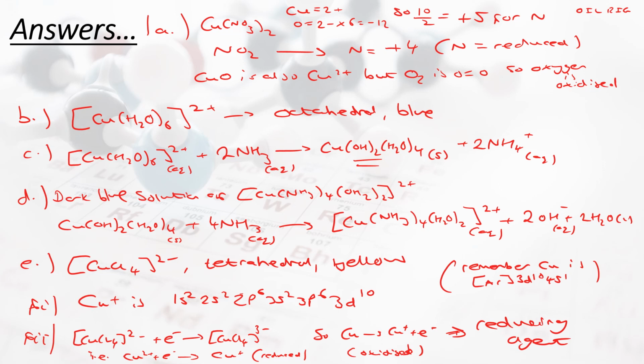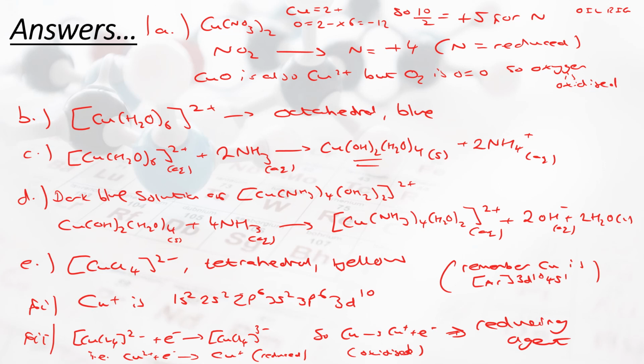And so I'm going to draw this equation here starting from this pale blue precipitate of the hydroxide, Cu(OH)2(H2O)4. That's our precipitate, our solid, plus excess ammonia, 4 lots of NH3. We produce this Cu(NH3)4(H2O)2, that's a deep blue or dark blue complex ion solution. And then we've displaced 2 hydroxides and 2 waters.